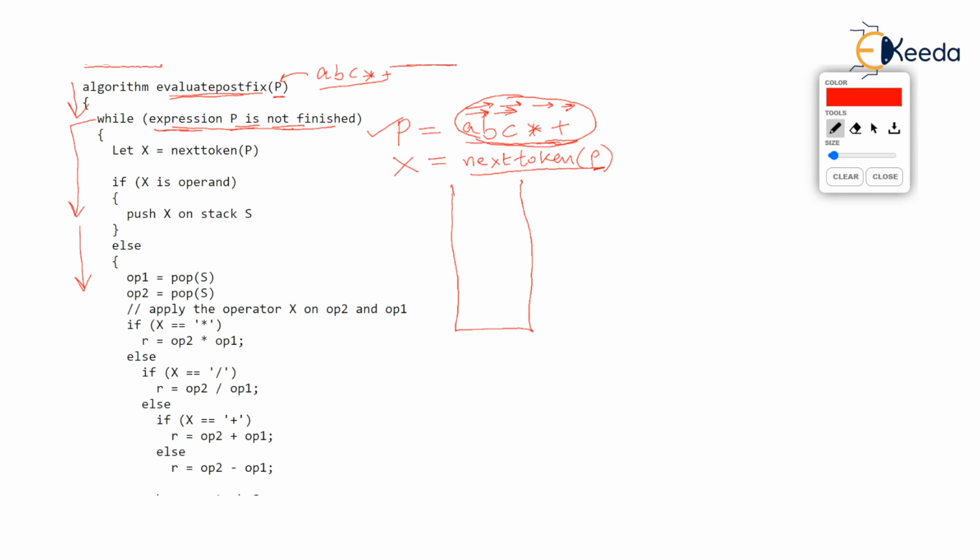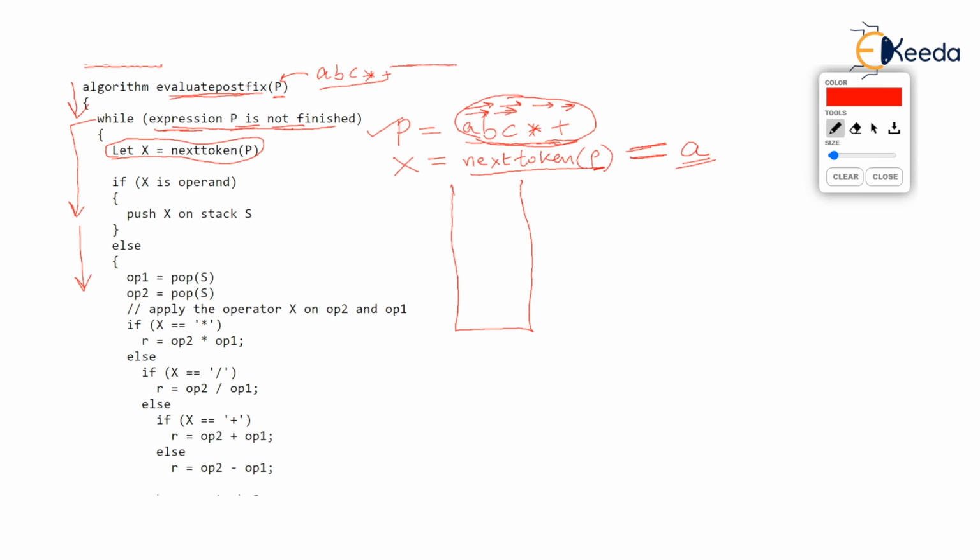Okay, so let's start the while loop. First line written is: let x equal next token of P. So the first time, the next token of P is going to be the first token. So x, which is equal to next token of P, first time is going to be A. That is the first token of A B C star plus. So x loads the very first token, which is A.